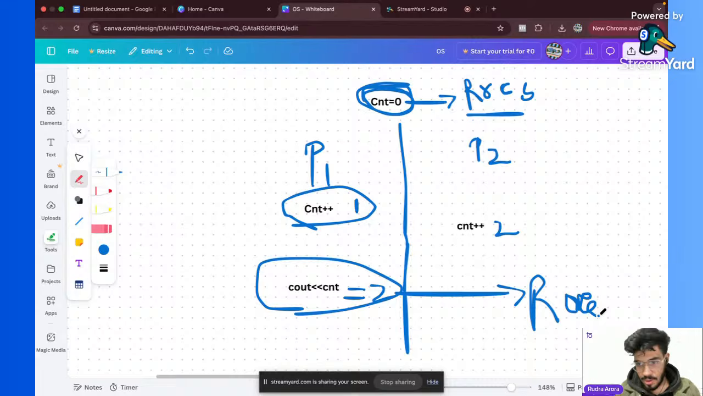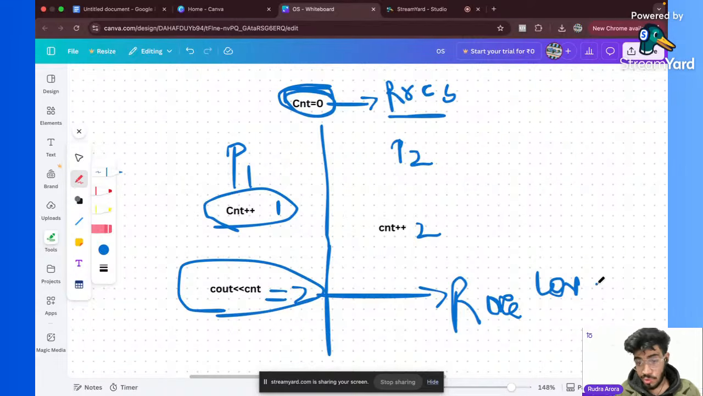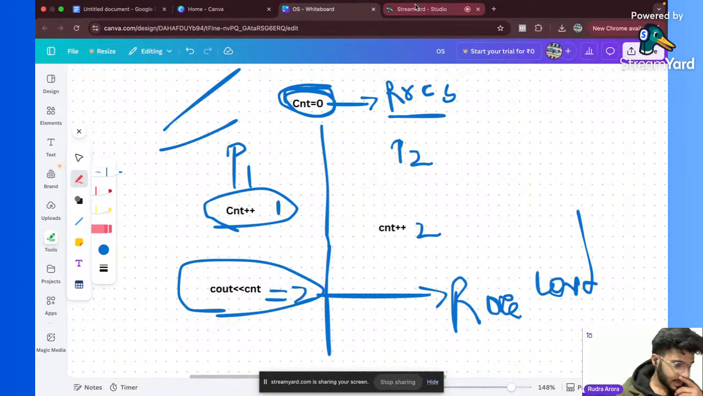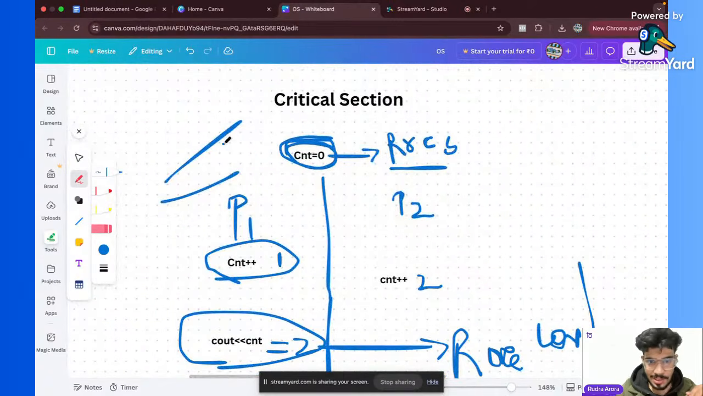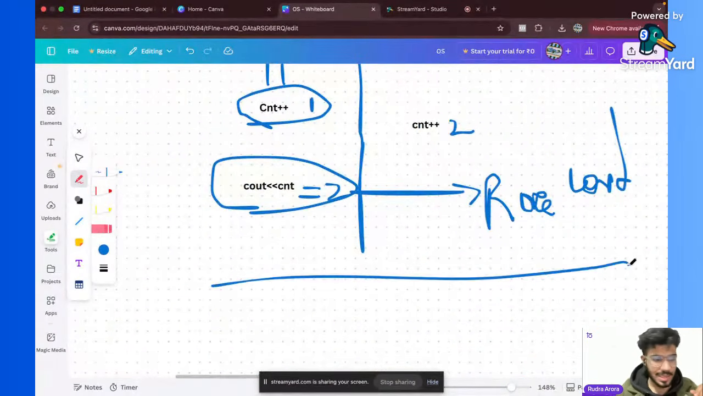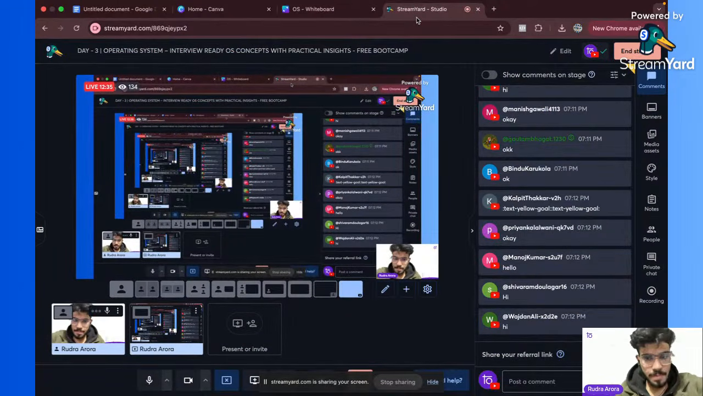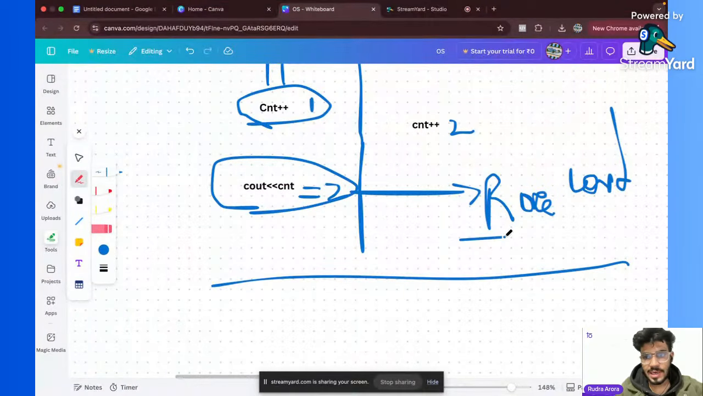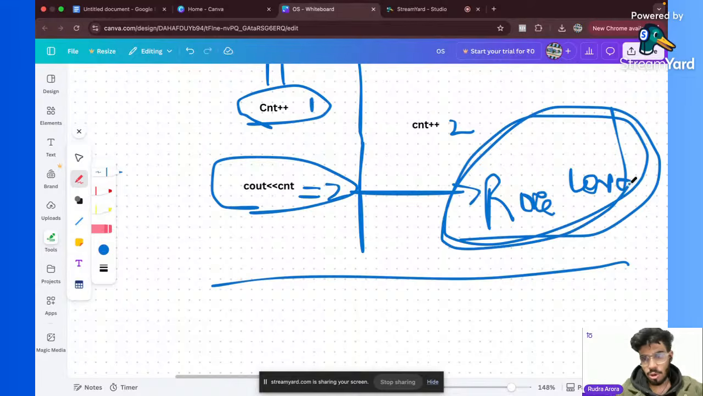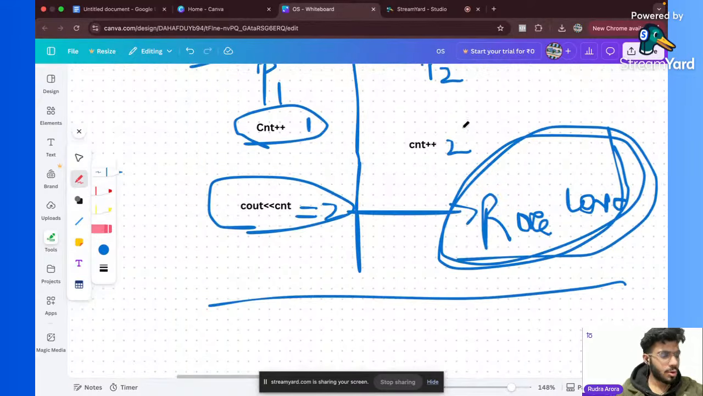You will be asked directly in your interviews what a race condition is, and if you provide this example, I think it would be very good. Just tell me if you have any doubt about what the critical section is and how the race condition happened. There are methods to solve this race condition, which we will look at if this is clear in your mind.